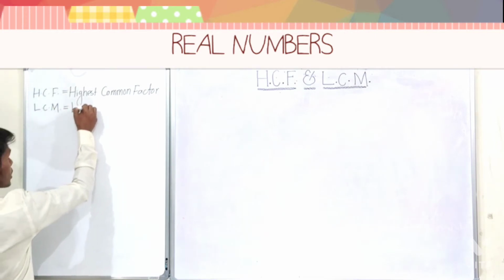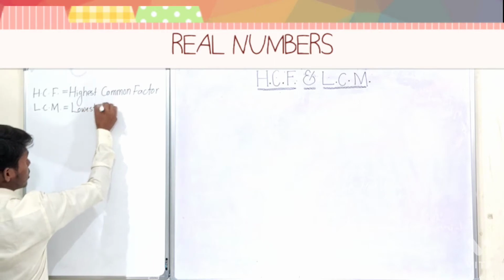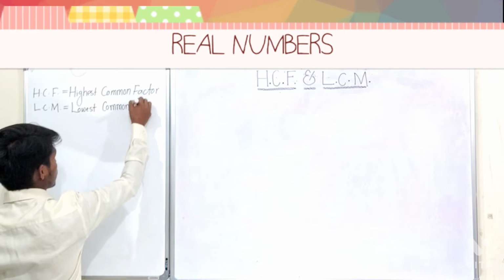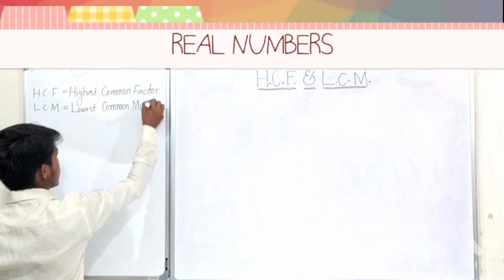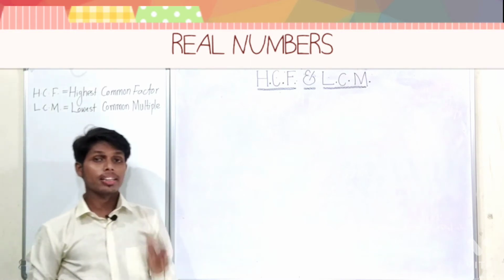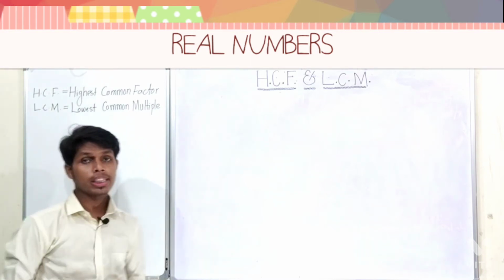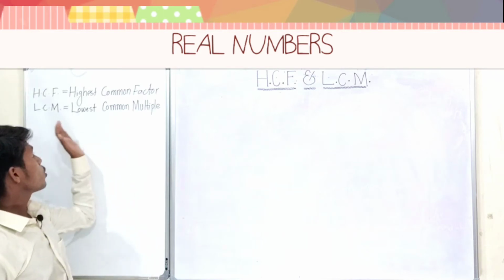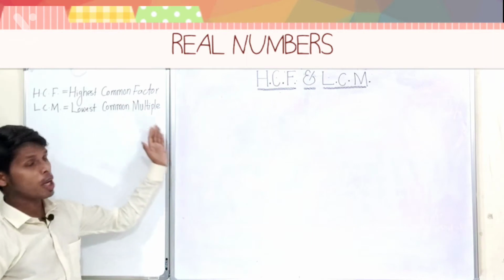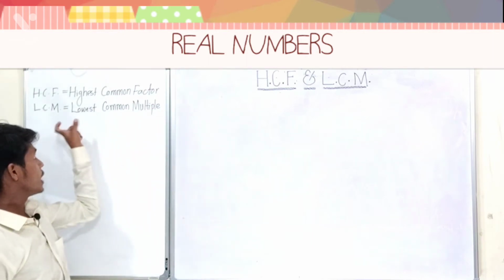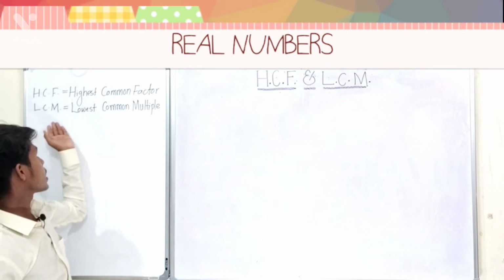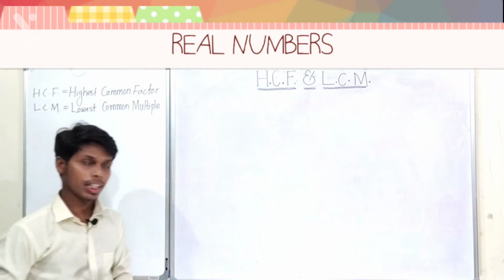Next, LCM. LCM means lowest or least common multiple. So while calculating the LCM of two or more positive integers, what do we need to do? We just need to list the multiples of each number, then find the common multiples, and take the least of those common multiples, and that's the answer, the LCM of those integers.